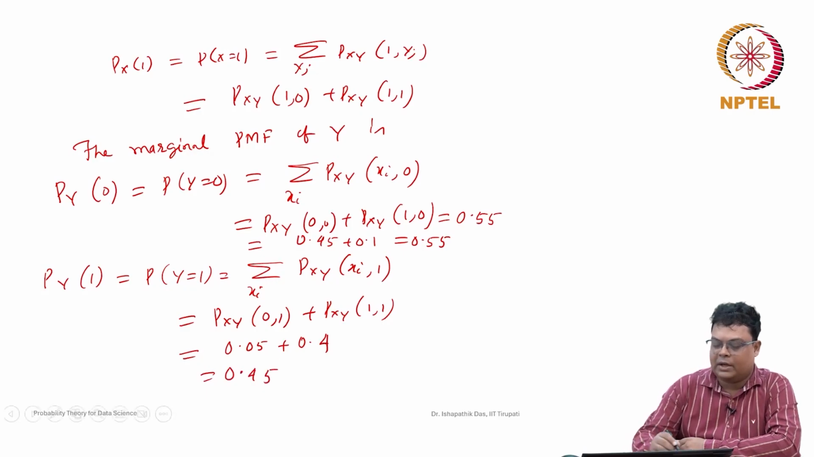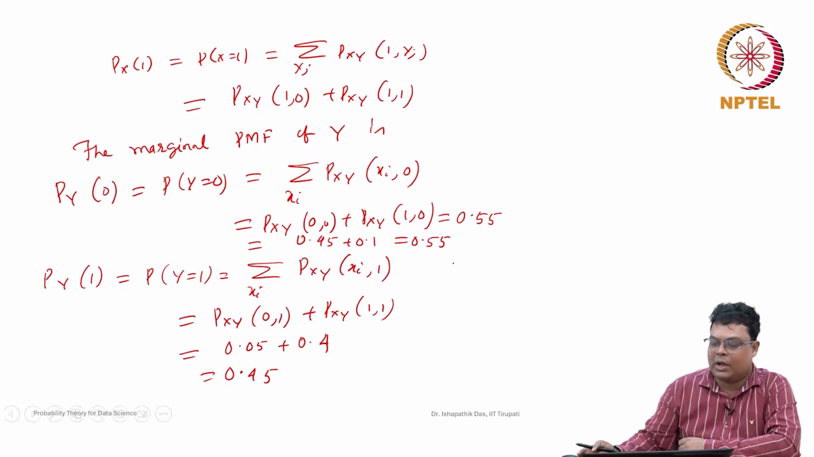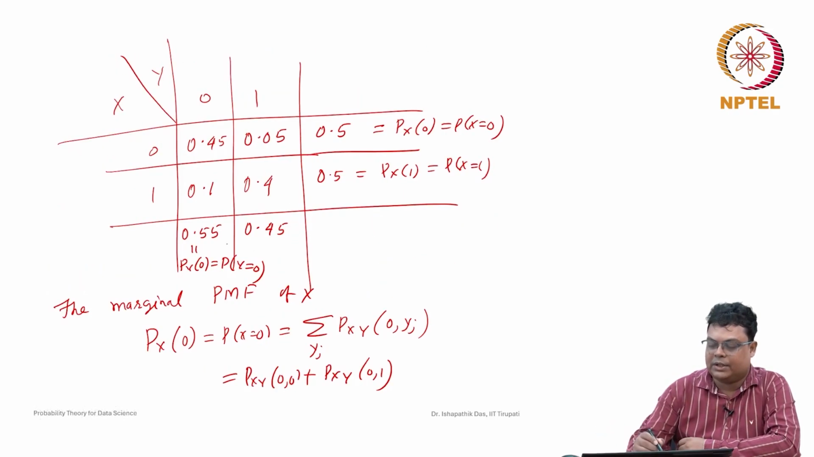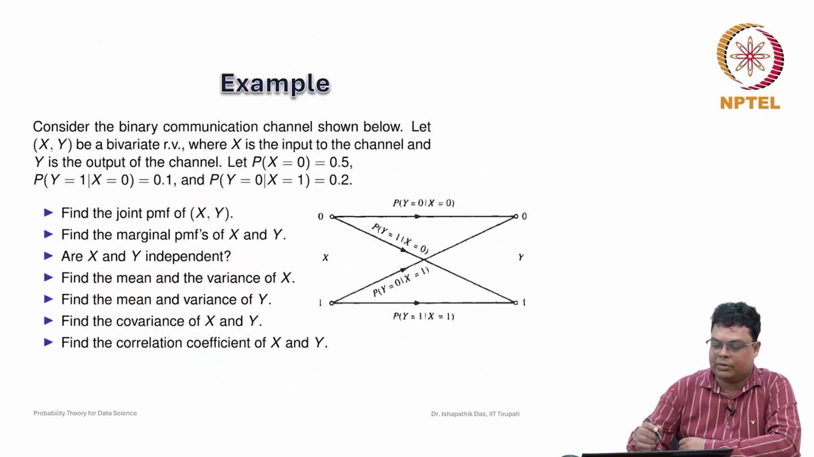0.45. Note that it has to be a probability mass function. If you take this sum, 0.45 plus 0.55, it is equal to 1. Similarly, this sum also, 0.5 plus 0.5, is equal to 1. So this is the marginal probability mass function we found, as asked in the question.